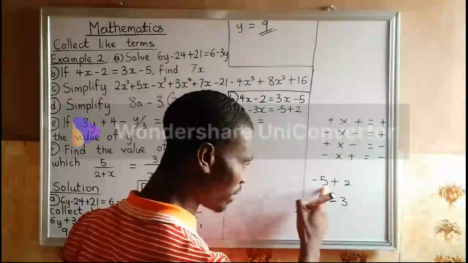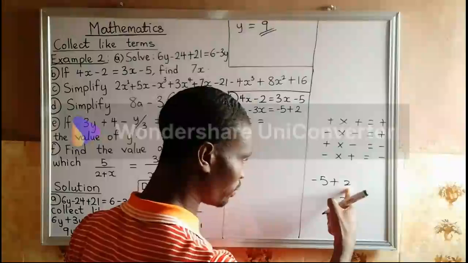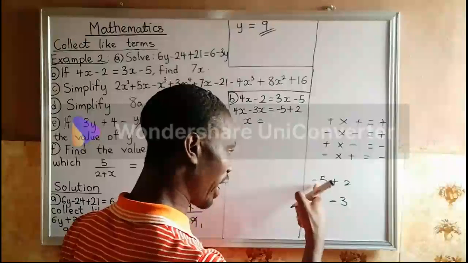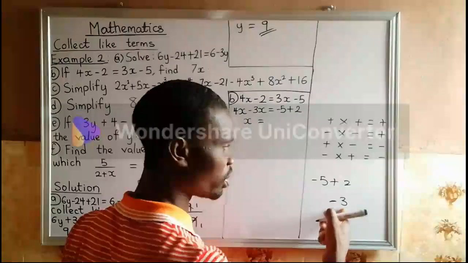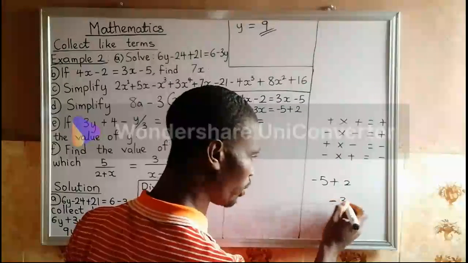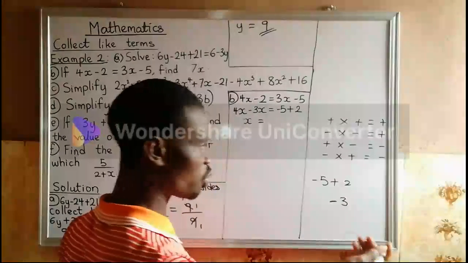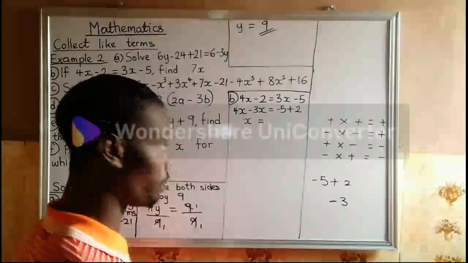So I have a debt of 5 naira and I pay 2 naira. So I still have a debt of 3 naira. So that will give you minus 3. So in this way, you won't be confused.